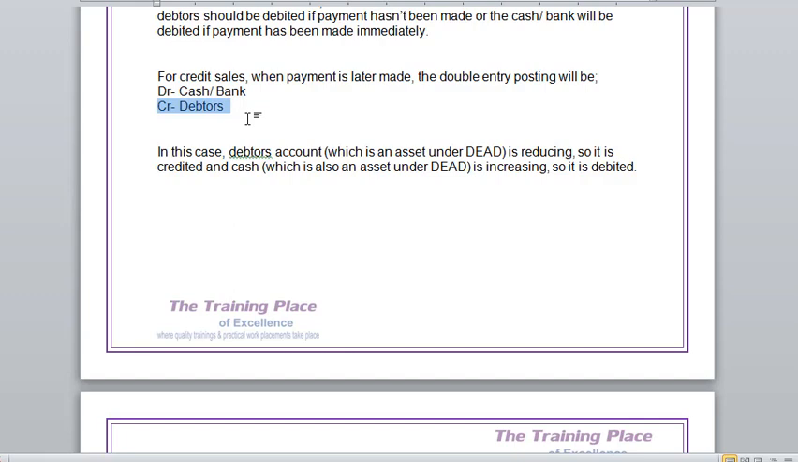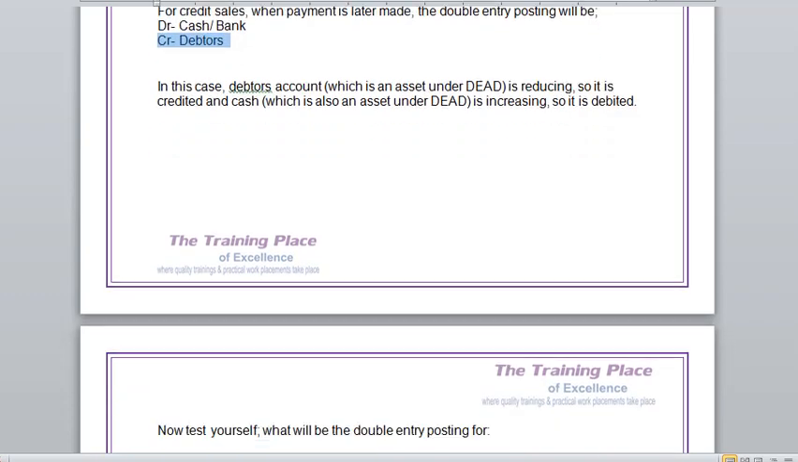Credit, debit, what will I do? The bank account is increasing. It's under debt, you will increase the bank balance. That will cause me to debit the bank. Ooh, debtors is also reducing, because you were owing me before. Now you've paid me, you're no longer owing me. So I have to reduce my debtors balance. Debtors is under debt, is an asset. I'm going to reduce it. I will credit the debtors in that case.